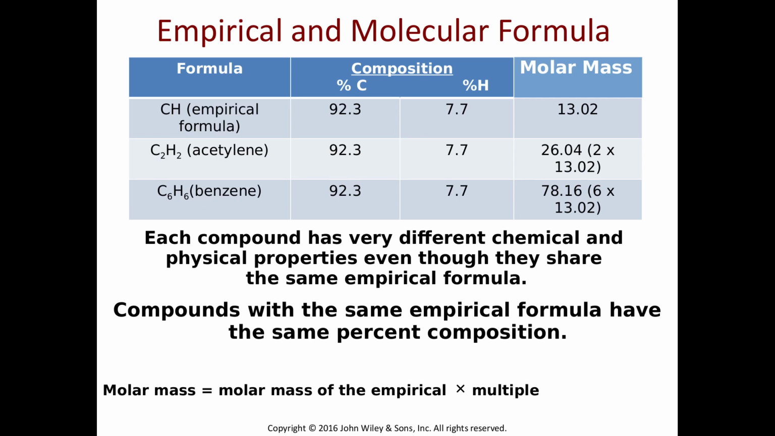So let's do another side-by-side comparison. Each compound has different chemical and physical properties, so if there are different numbers of carbons and hydrogens in these compounds, they're completely different compounds and they have different properties, even though they have the same empirical formula.